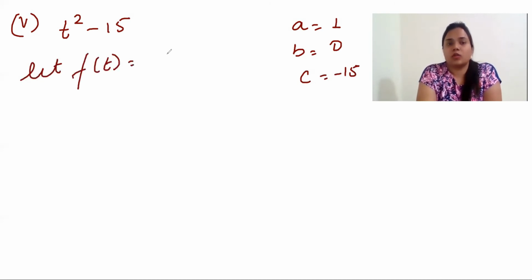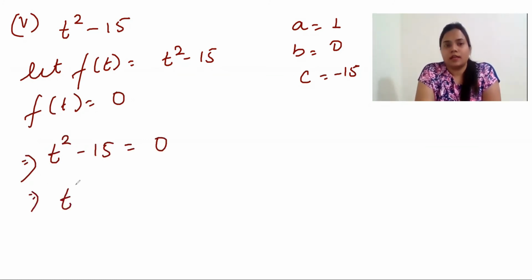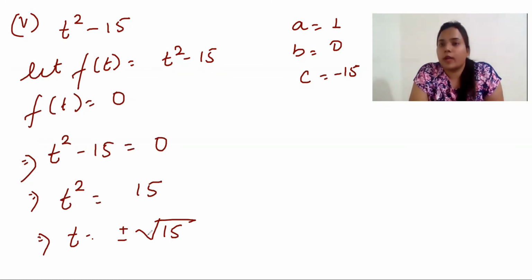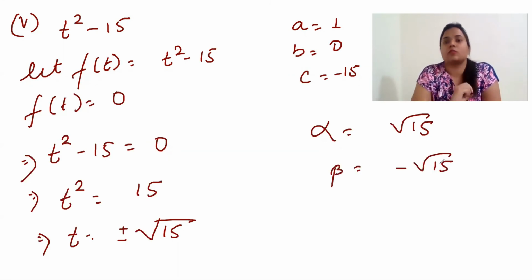Let f of t be equal to t square minus 15. So f of t is 0 implies that t square minus 15 is 0. Implies that t square is equal to 15. So t is equal to plus minus root 15, because the square of plus root 15 is 15 and the square of minus root 15 is also 15. And 15 is not a perfect square number, so we will write it like this. Fine. So our alpha we can take as plus root 15 and beta we can take as minus root 15.